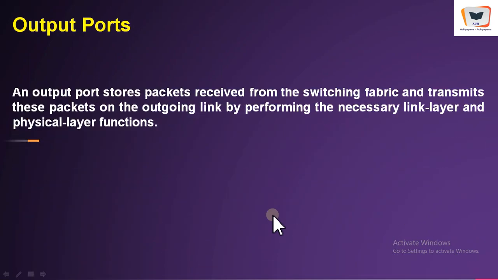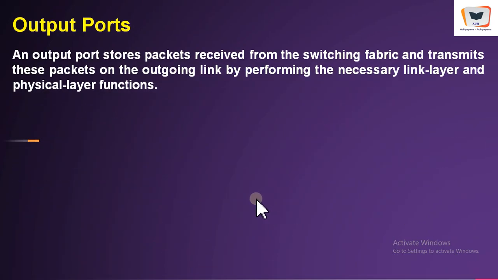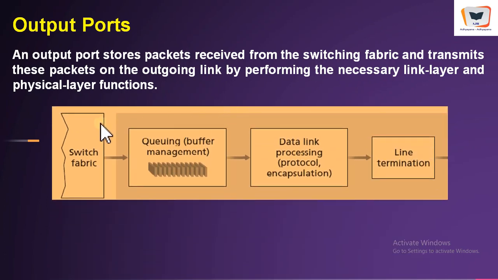And output ports, the important functional units. An output port stores packets received from the switching fabric and transmits these packets on the outgoing link by performing the necessary link layer and physical layer functions. If the input ports work in the order of physical layer, data link layer, and network layer, the functions rendered by the output port are in the reverse order, because it is the network layer component which comes first, and then data link layer, and then the physical layer. So it looks something like this.